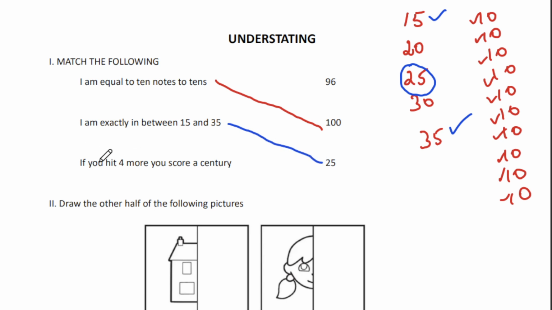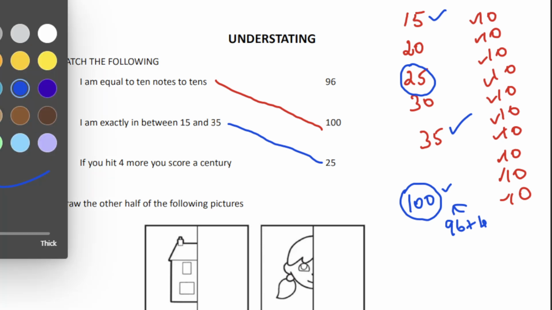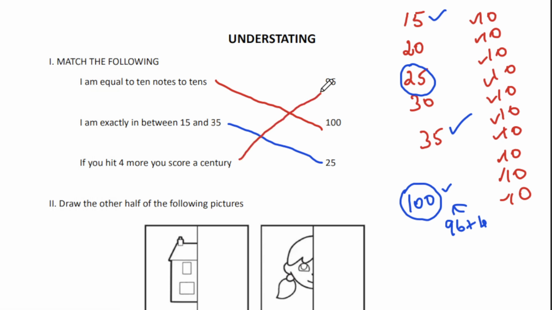Next, if you hit 4 more, you score a century. So century is 100. 100 is century. There is a number. If we add 4 to that number, we will hit century. That number is 96 because 96 plus 4 is equal to 100. So the answer is 96.